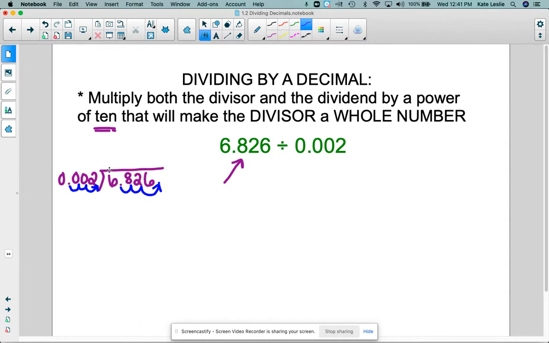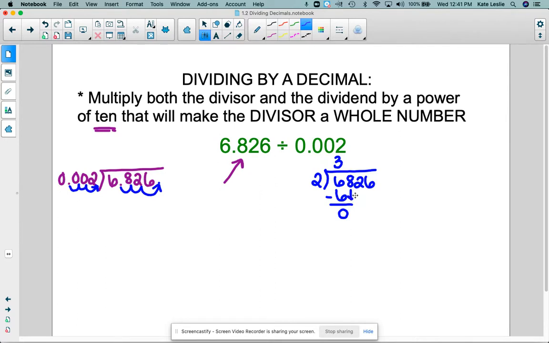So now my new divisor is just a 2. All those zeros and the decimal point goes away because I've moved it 3 spaces to the right. I'm also going to move my decimal point inside my dividend, which then becomes just 6,826. And then from there, we just do our basic long division. 2 fits into 6 3 whole times. 3 times 2 is 6. When I subtract, I get 0. When I check, 0 is less than 2, so I'm happy.